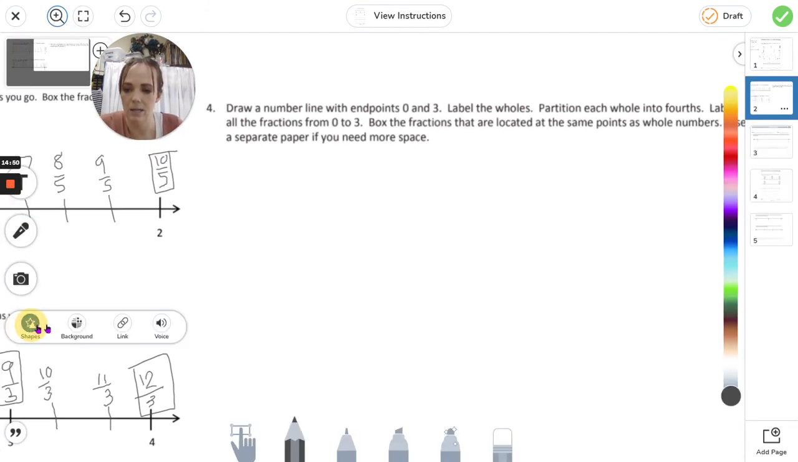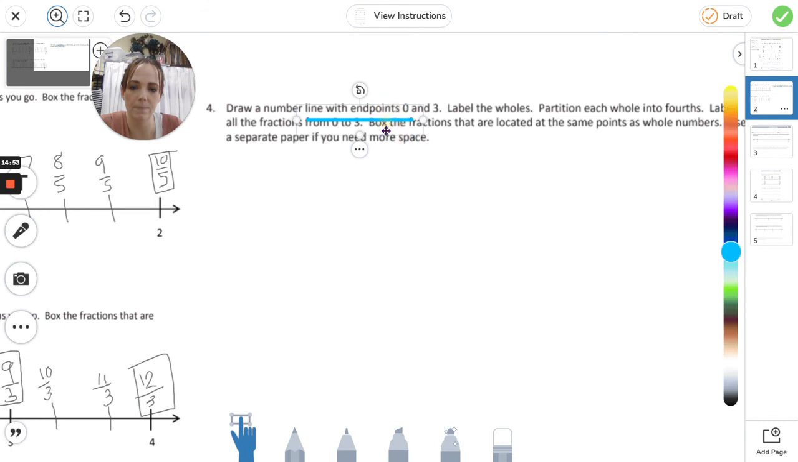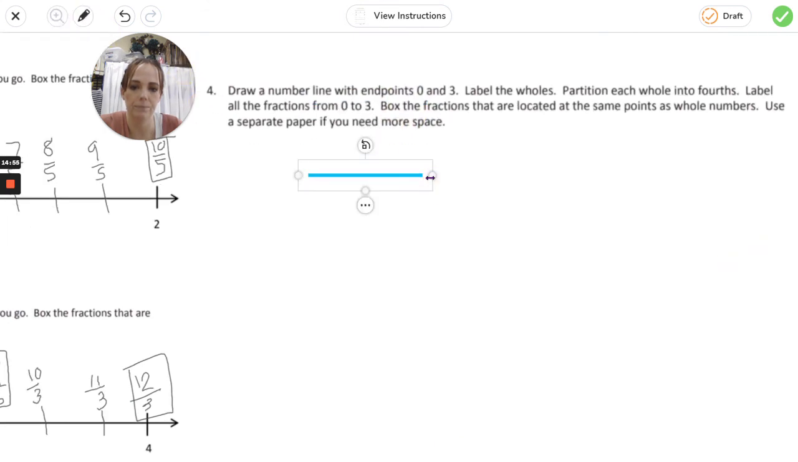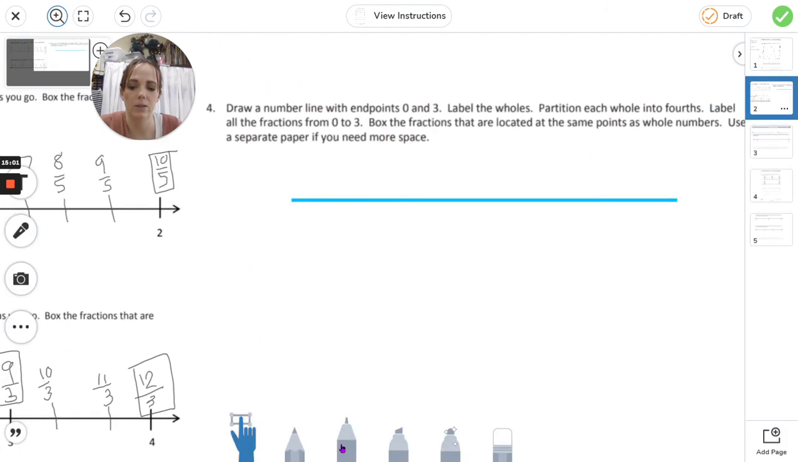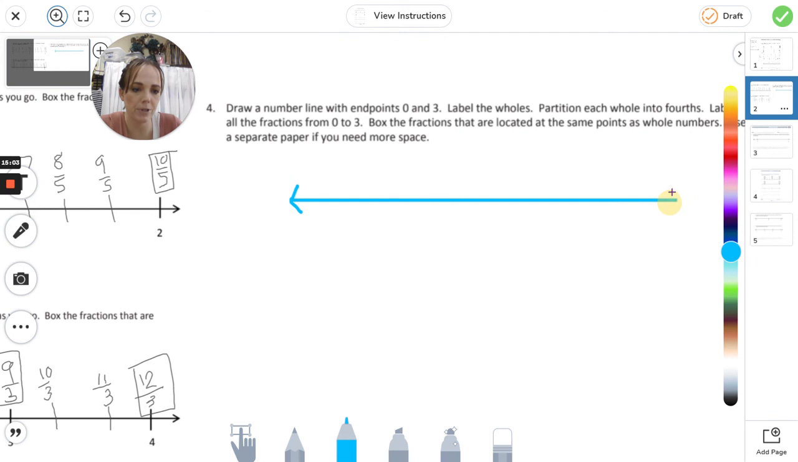But the first step is to make a number line, which is a line. And then I need my tool because I'm going to actually put some arrows on here. Endpoints 0 and 3. I need to think what numbers come between 0 and 3. Well, 1 and 2. I've labeled the wholes, and then I need to partition each whole into fourths.